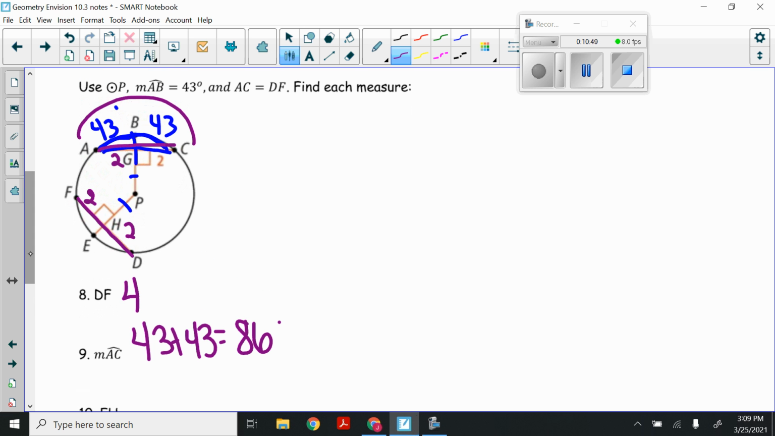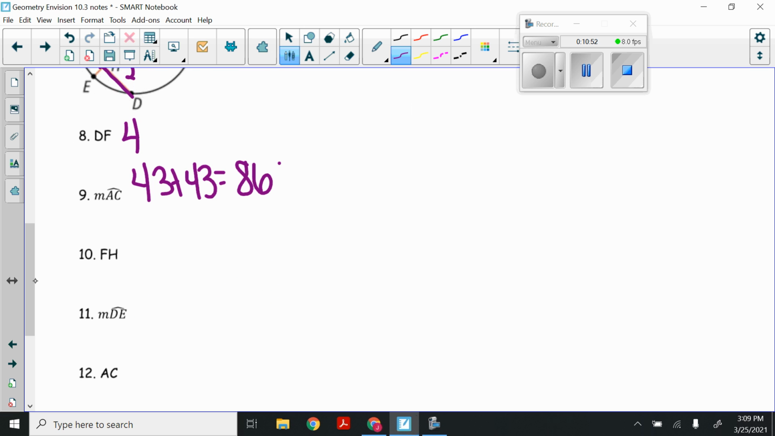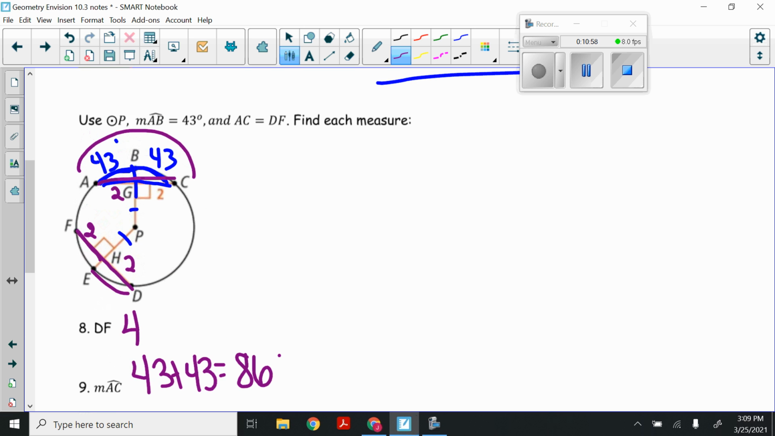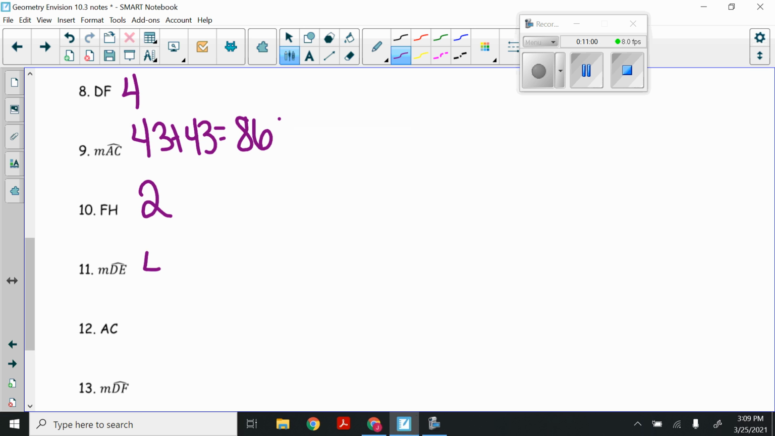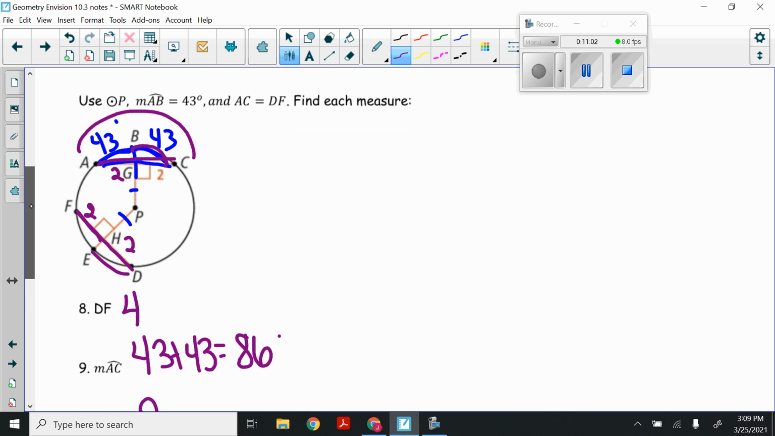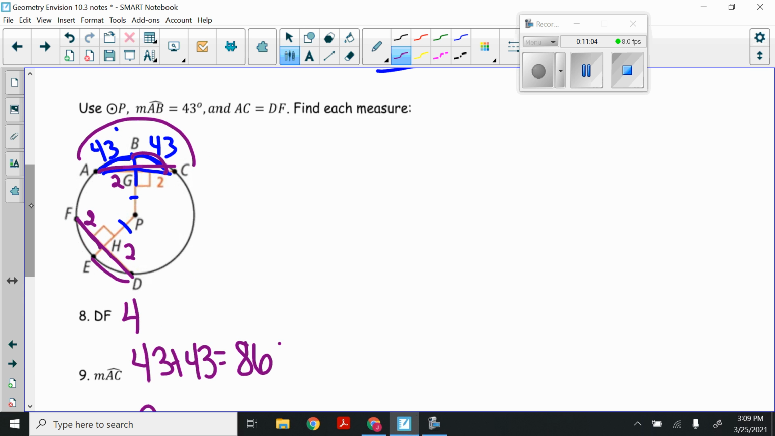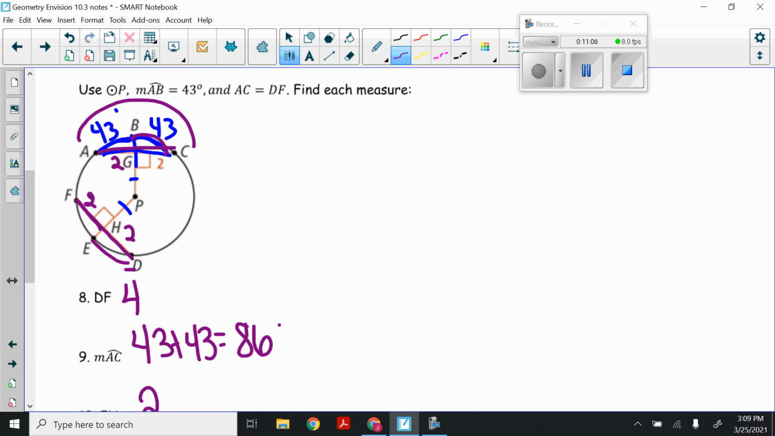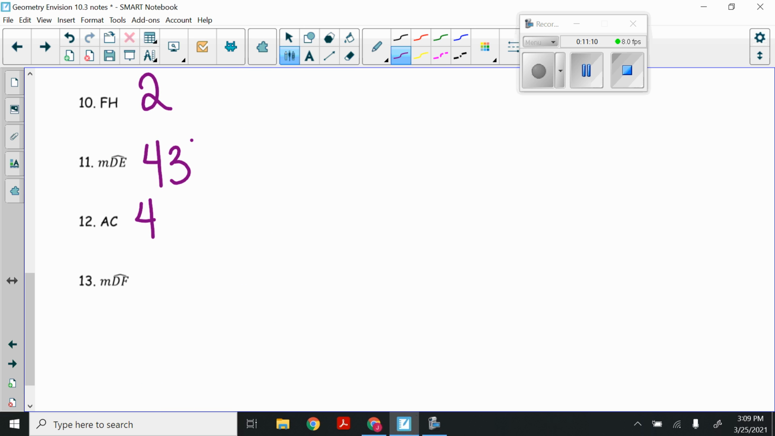F to H, we have that marked as 2. Measure of arc DE, well, this has to be the same as this, 43 degrees. AC all the way across is 4. And the measure of arc DF, again, that's going to be 43 plus 43, 86 degrees.